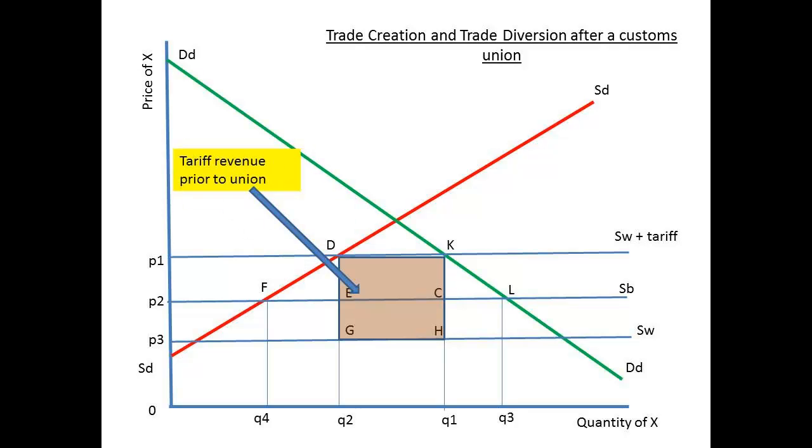We can also identify the tariff that was available as revenue to the government prior to the union. The tariff revenue can be identified as the area GDKH.